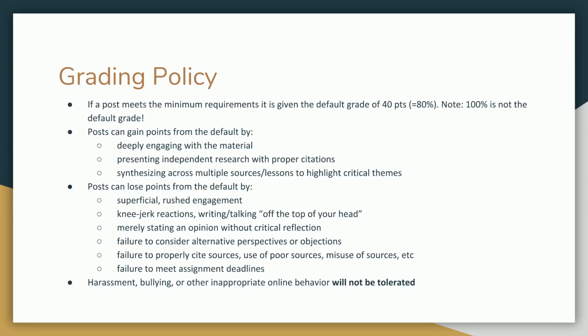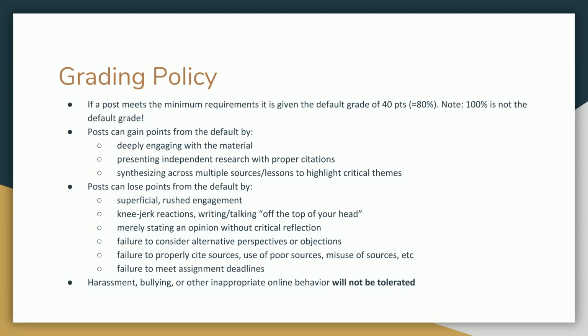So again, by default, if you meet the minimum requirements, then you get a B, you get 40 points. And then if you do additional things like deep engagement, like independent research, then your post grade gets nudged up a bit. If you do less than the minimum requirements, then your grade gets nudged down a bit.